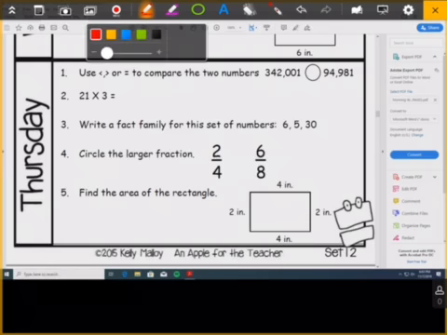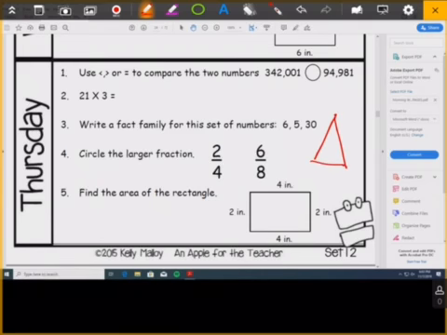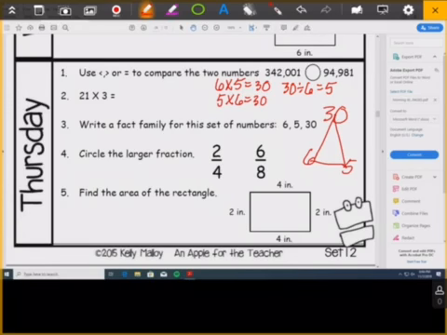For my fact family, I'm going to look for my whole number, which is 30. I'm either going to have that into 6 groups or 5 groups. I need 4 number sentences. 6 groups of 5 is 30, or 5 groups of 6 is 30. I could also say 30 divided into 6 groups is 5 in each group, or 30 divided into 5 groups is 6 in each group.